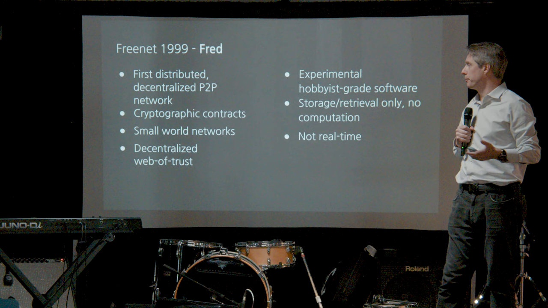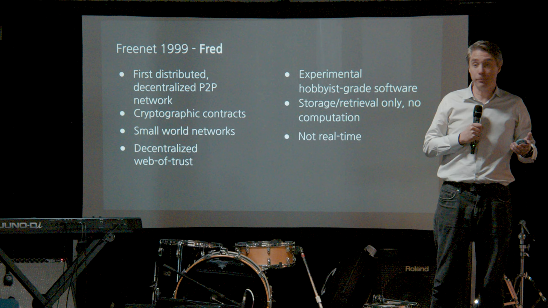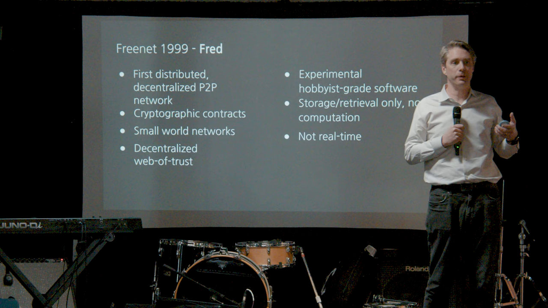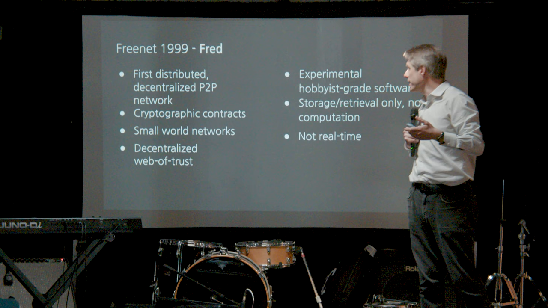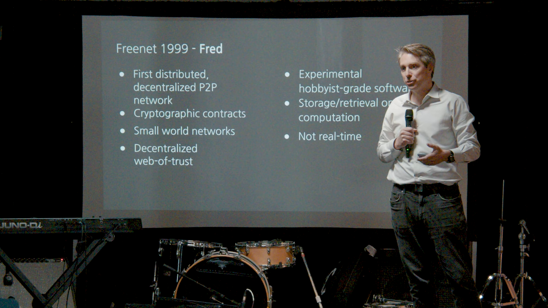So I started to think about how you'd solve this. I wrote a paper as an undergrad. I got a B for the paper. But it described a layer on top of the internet that would allow people to publish and consume information without fear of censorship, that would be completely decentralized, so not rely on any central servers. And this became Freenet, and it snowballed into an open source project.